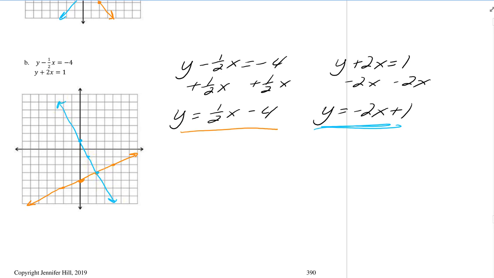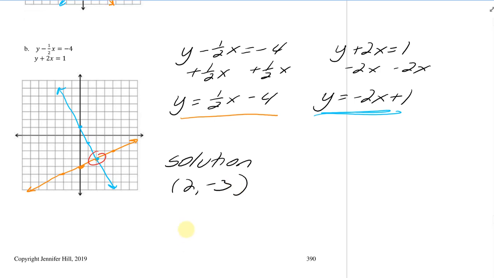And so my point of intersection is right here. What is that point? That point looks like 2, negative 3. You can check that solution on your own, but that's the idea.